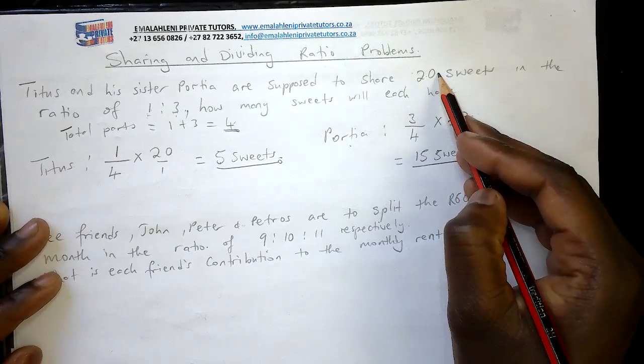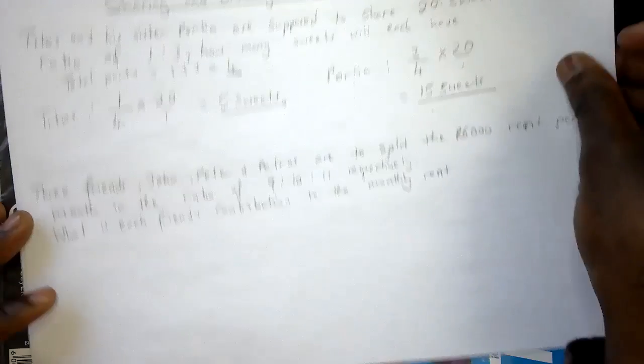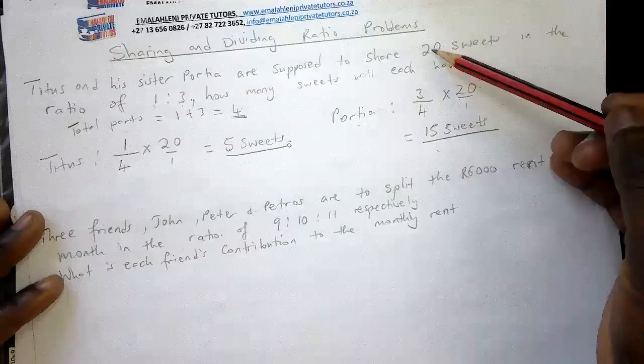Can you see this now? So in your calculation, you must make sure that the total that you get adds up to the number of sweets that we have.